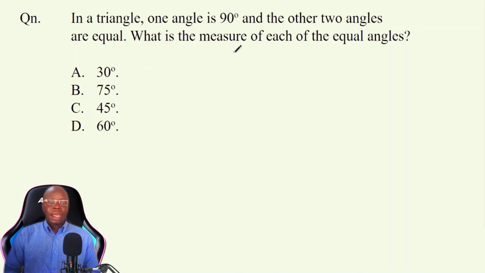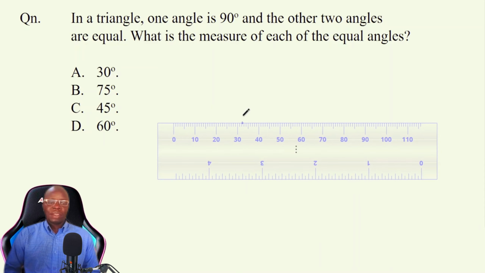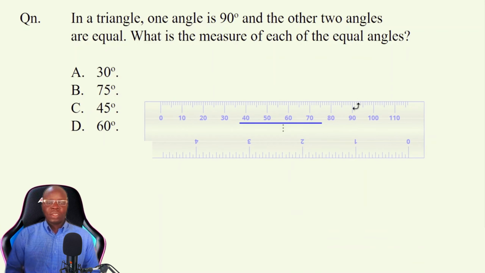From here, we're told that we have two angles that are equal. Any triangle with two angles equal is referred to as an isosceles triangle, with the base angles the same, and one of the angles is always 90. So let's move on and sketch this diagram of the triangle. We don't need to be accurate. We just need to sketch something that looks like a right angle triangle that is isosceles in nature.